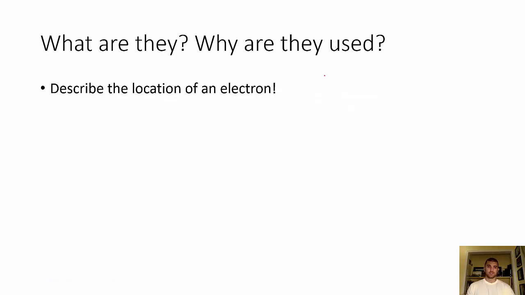It's going to take a look at quantum numbers. So what are they? What are they used for? They're simply used to describe the location of an electron. Like if I was saying, hey, I know nitrogen has a configuration of 1s2 2s2 2p3, and I was saying one of the electrons in the valence shell, you would be like, well, which electron? Quantum numbers are going to tell you exactly which electron you're talking about.